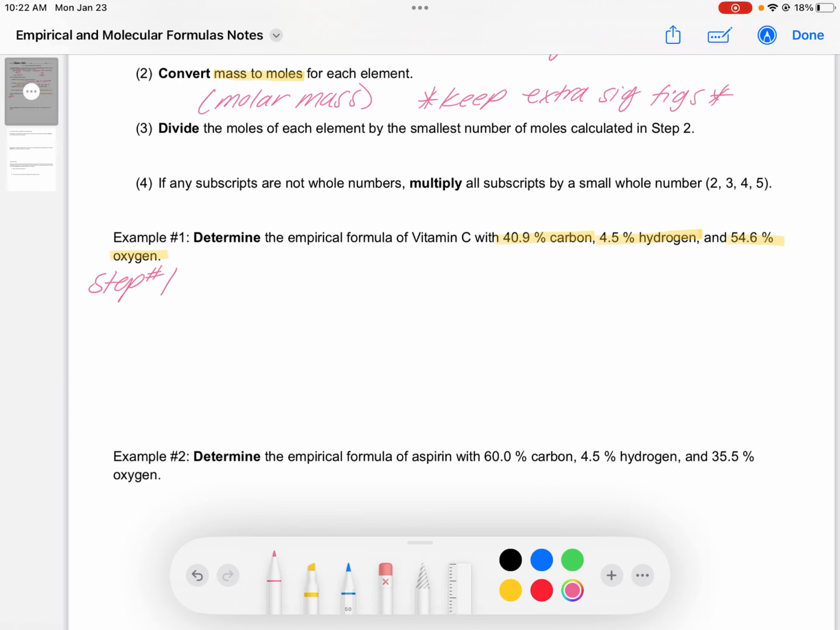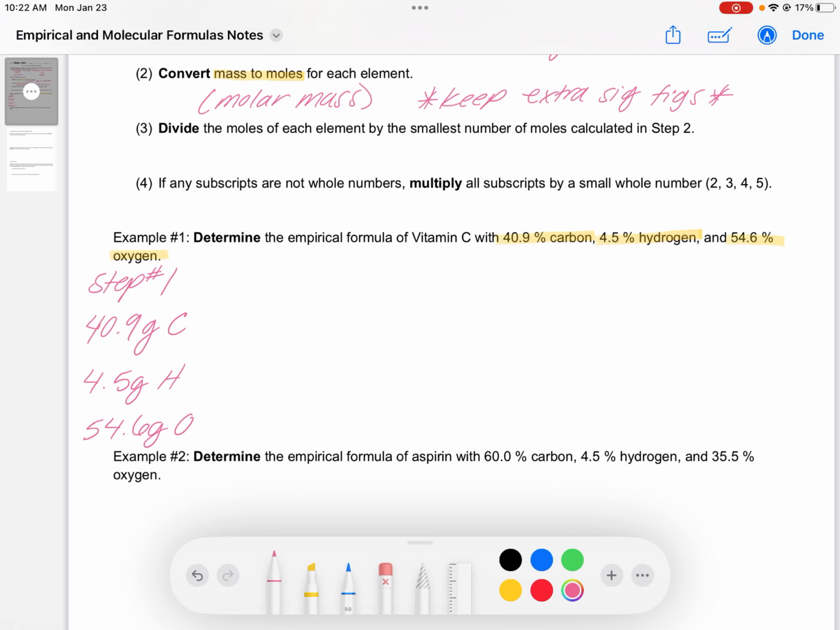we need to write the mass percents in grams. And all that means, because we're assuming that there's 100 grams of the compound, that we're going to write 40.9 grams of carbon, 4.5 grams of hydrogen, and 54.6 grams of oxygen. If we assume that our compound is just 100 grams, then we can easily write our percents just straight in grams. That is all you have to do for step number 1.